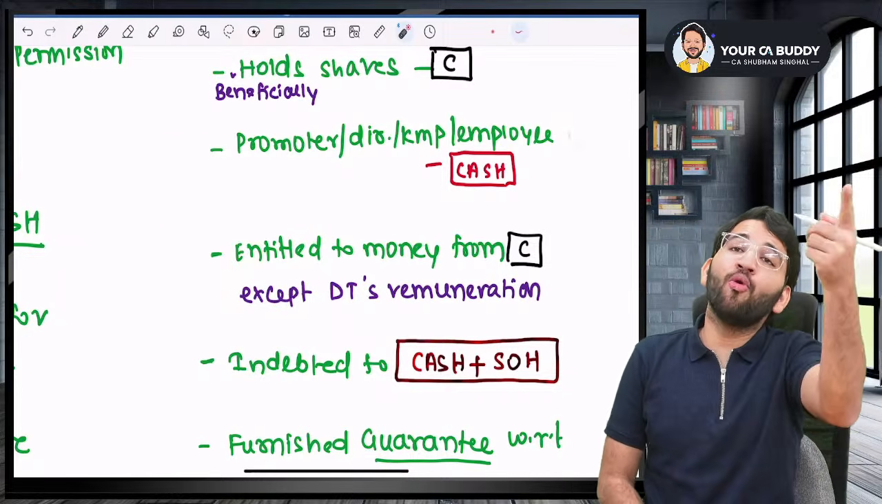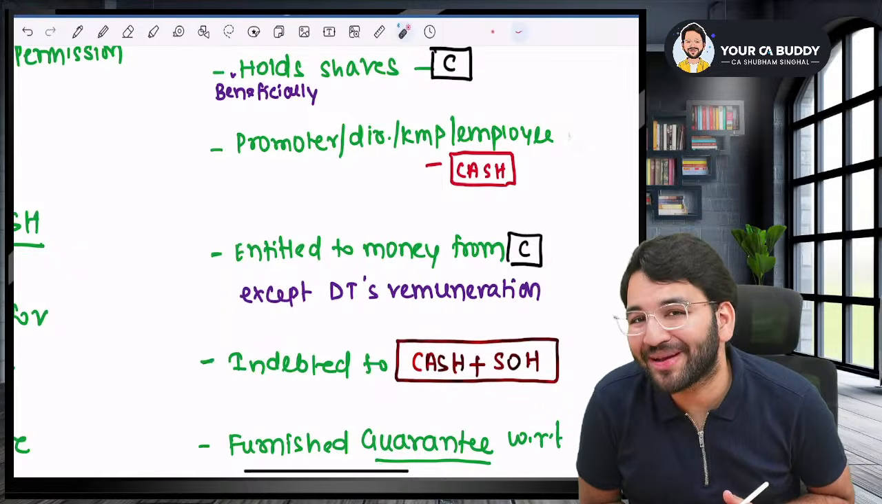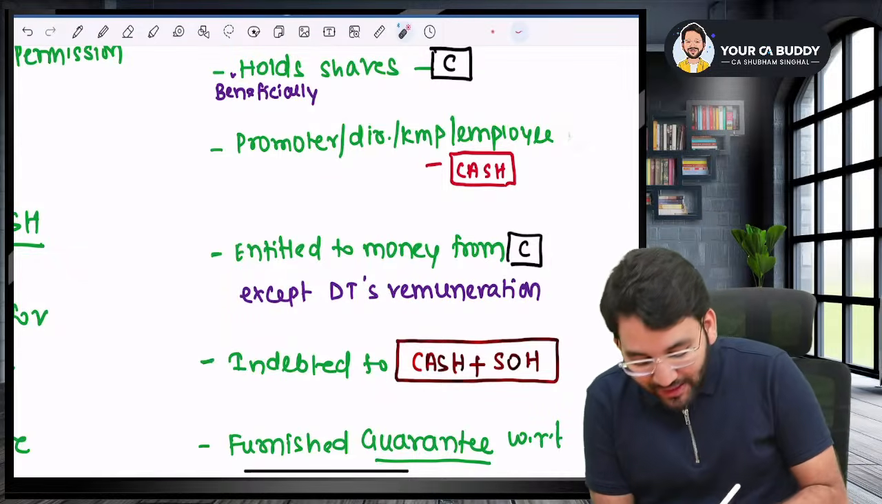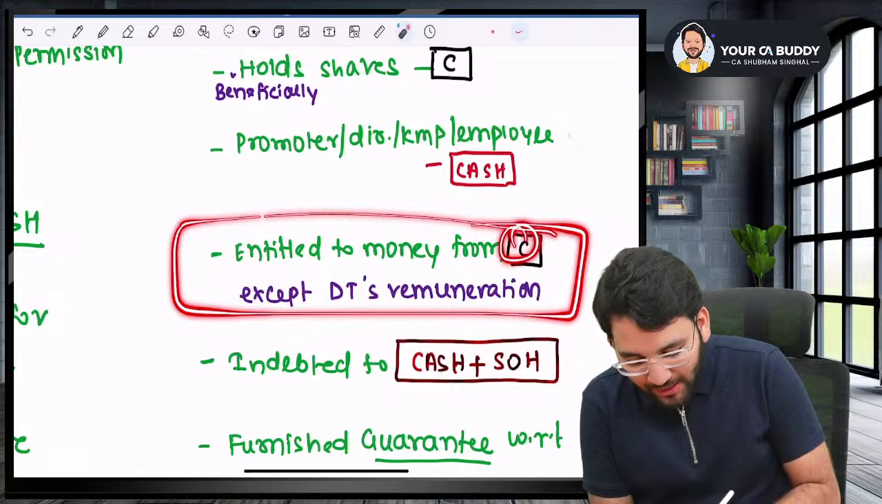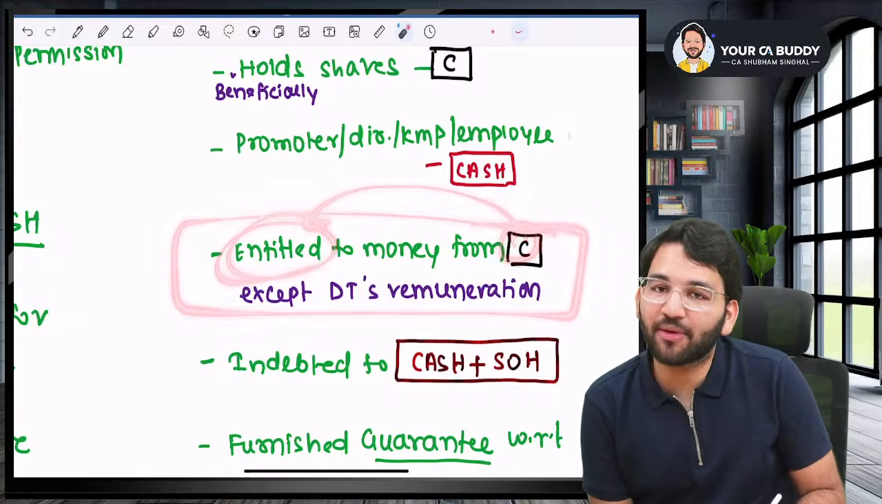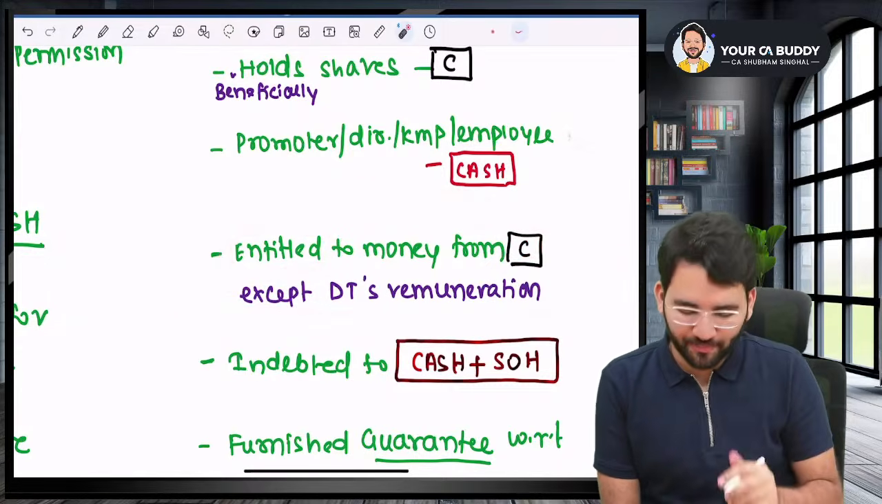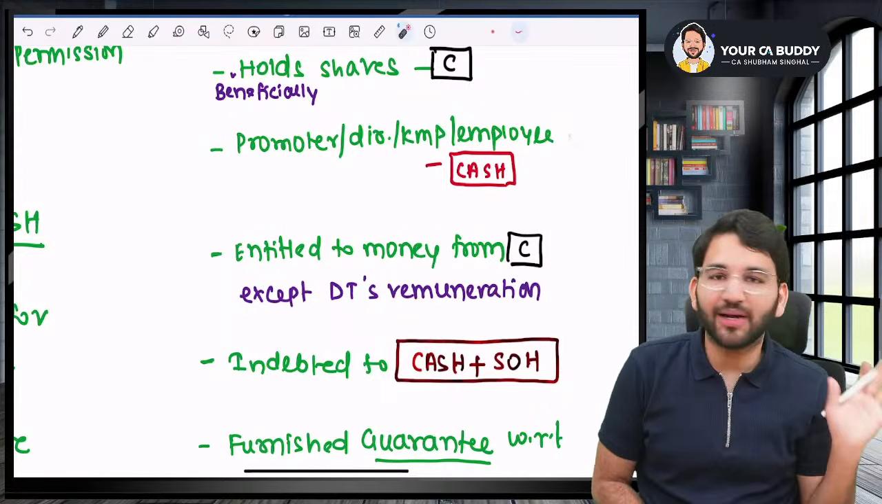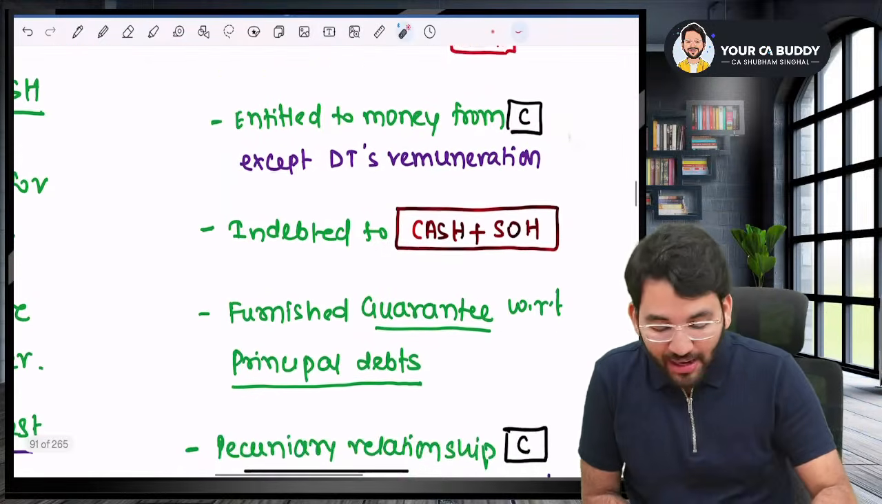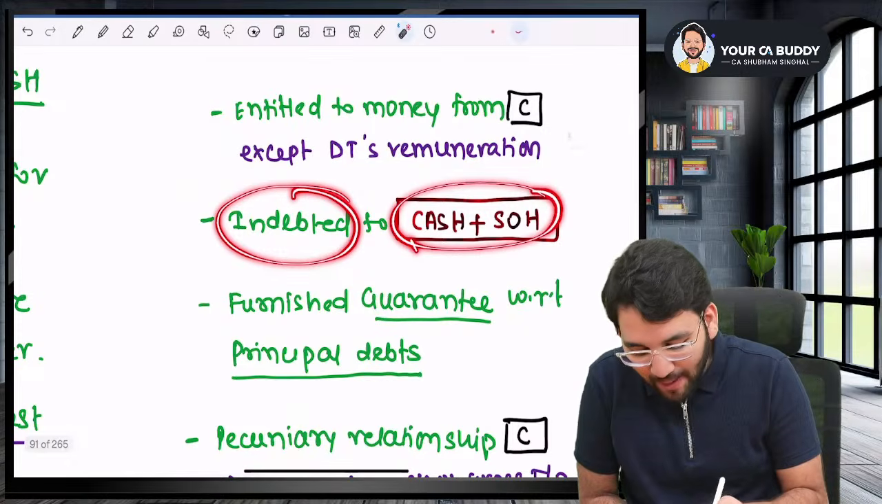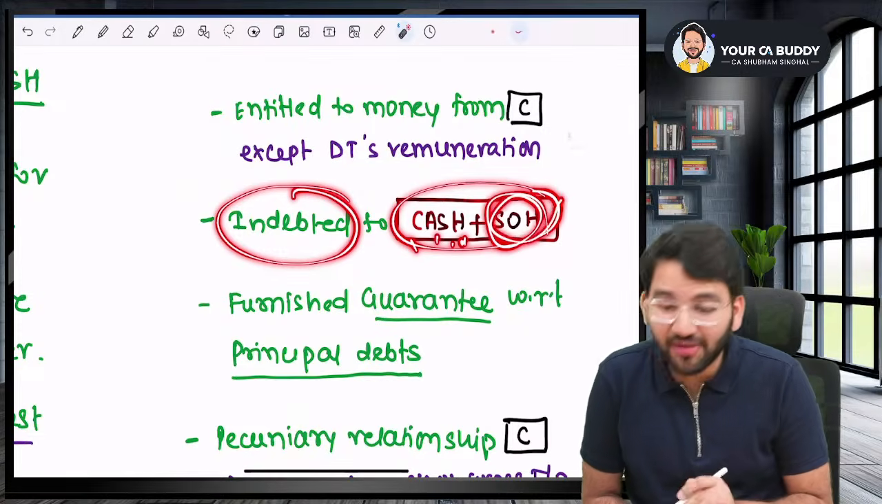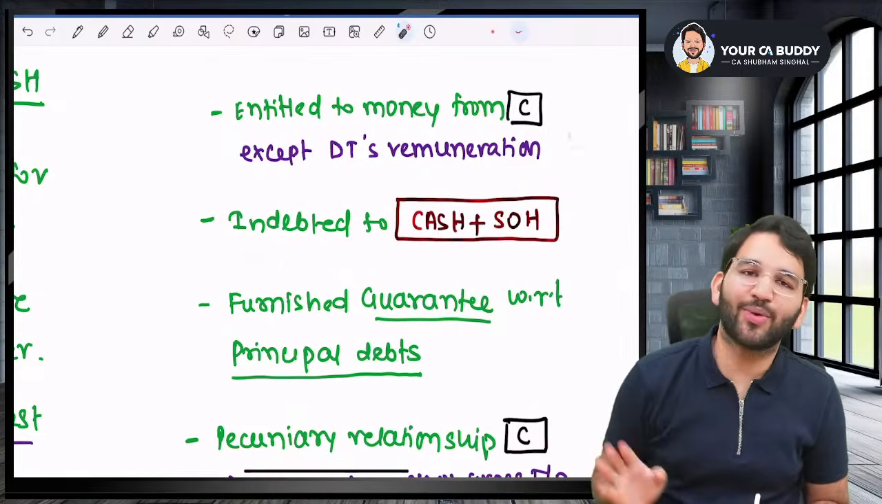We are talking about debenture trustees. After that, you should not be entitled to money from the company. You should not be eligible to receive money from the company, except for your remuneration. Remuneration you can get. Apart from that, you are not entitled to any money. Similarly, you are not indebted to anybody, the company, associate, subsidiary, holding, or subsidiary of holding. You are not indebted to anyone else.